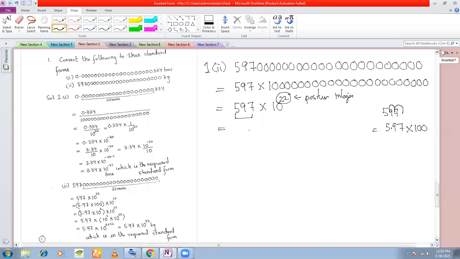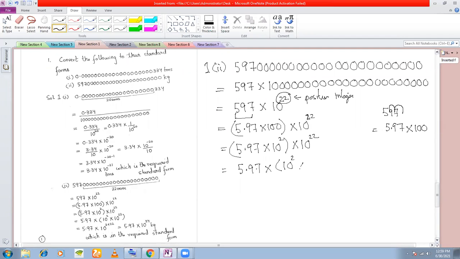So I can write this as 5.97 into 100 into 10 to the power of 22, which can be written as 5.97 into 10 square into 10 to the power of 22, which is equal to, now take the tens together, 5.97 into 10 to the power of 2 plus 22, which is 2 plus 22, equal to 24. 5.97 into 10 to the power of 24, which is in standard form.